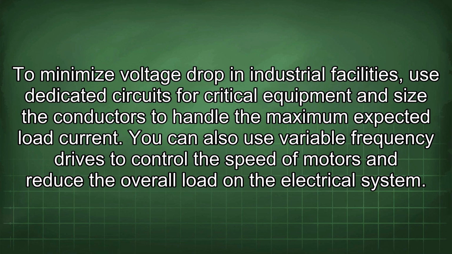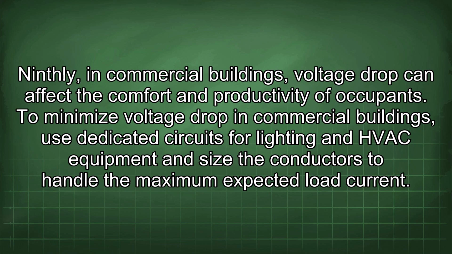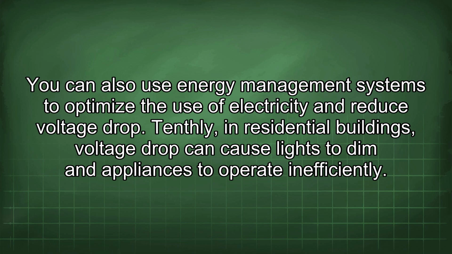You can also use variable frequency drives to control the speed of motors and reduce the overall load on the electrical system. Ninthly, in commercial buildings, voltage drop can affect the comfort and productivity of occupants. To minimize voltage drop in commercial buildings, use dedicated circuits for lighting and HVAC equipment and size the conductors to handle the maximum expected load current. You can also use energy management systems to optimize the use of electricity and reduce voltage drop.